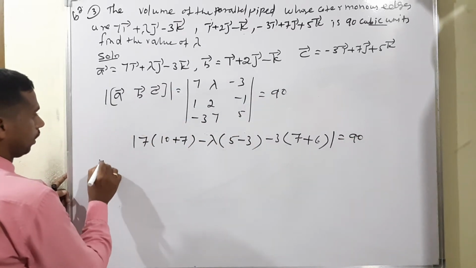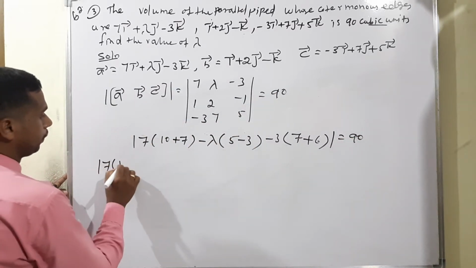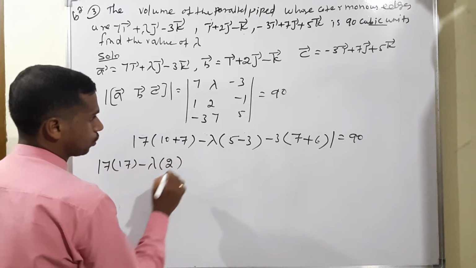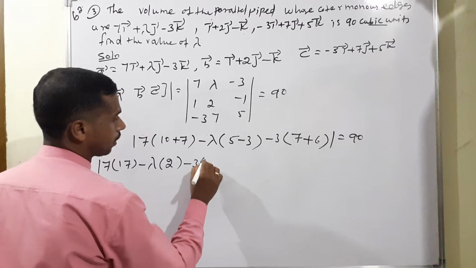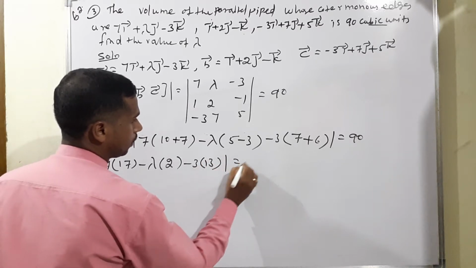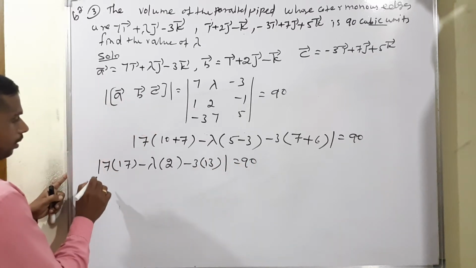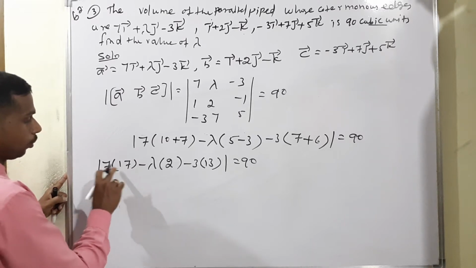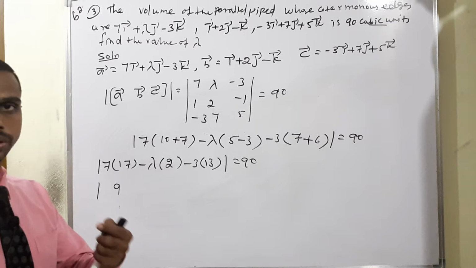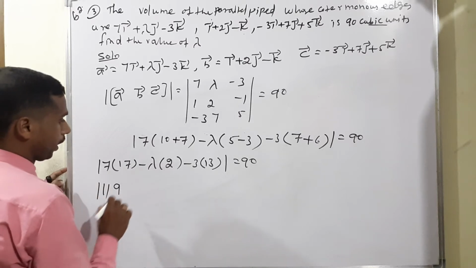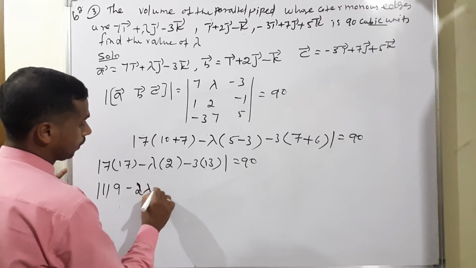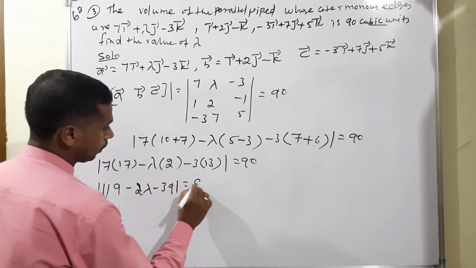Now the modulus of 7 times (10 plus 7 means 17), minus lambda times (5 minus 3, 2), minus 3 times (7 plus 6, 13) is equal to 90. Now 7 sevens are 49, 9 and 4 carry, 1 seven is 7, 7 plus 4 is equal to 11. So 119, again minus 2 lambda, isn't it? Now minus 39 is equal to positive 90.